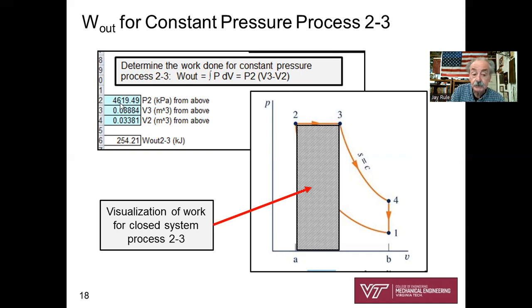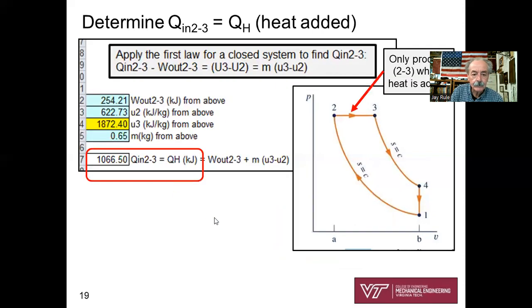You've got P2 is known, 4619, V3 and V2 are known, and so the work out is 254.21 kilojoules. So we're moving along. We just finished process 2 to 3 for work. Now let's see, that's where the heat is added. We'll use the first law. We just got the work. Let's use the first law to find the heat added.